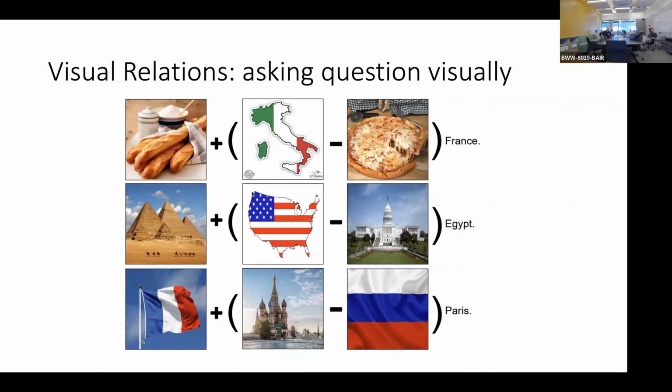And some other ideas, for instance, Italy and pizza. It's something like pizza is food that relates to Italy. So when you add it to a baguette, you'll get France. We have something about the capital of a country, or you could ask yourself things about, let's say, I think it's Russia, and again, the capital of Russia, which is Moscow. When you add it to France, you'll get Paris.